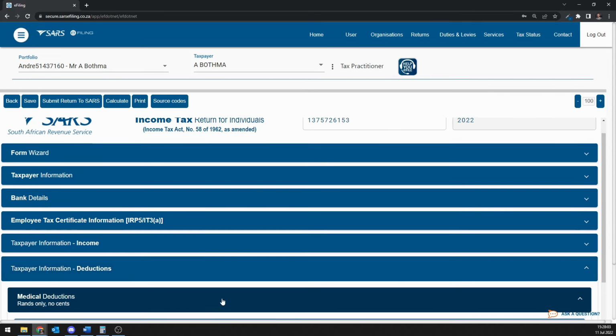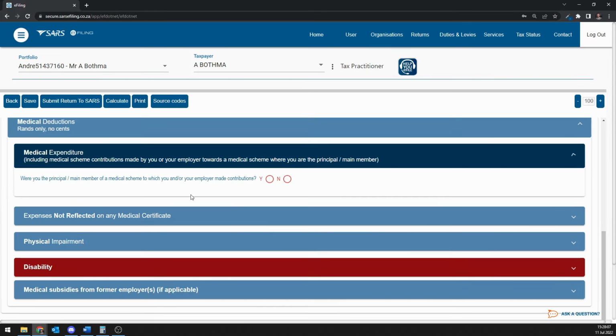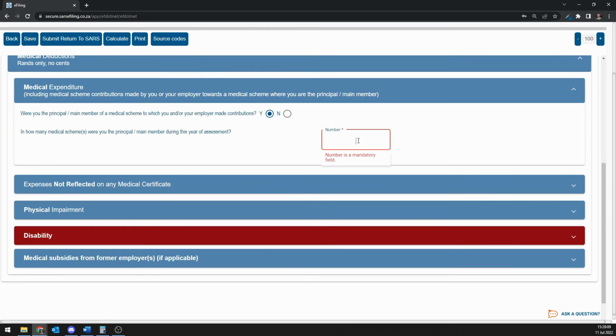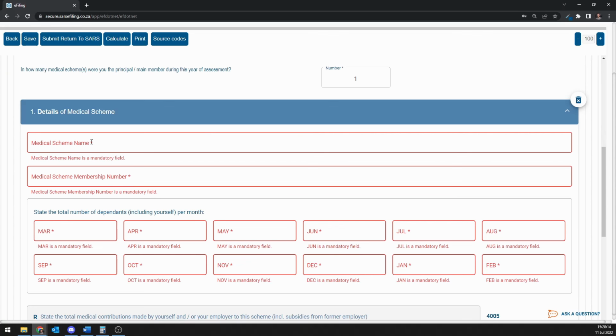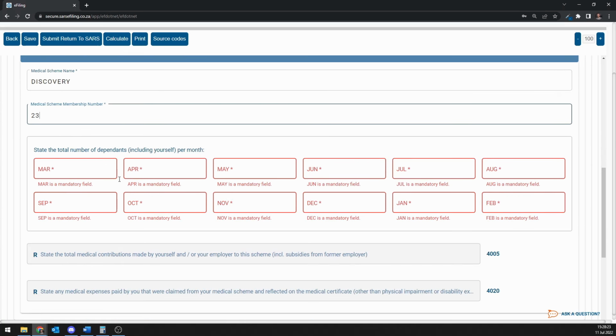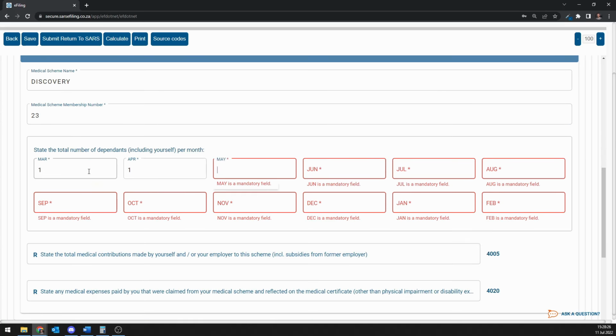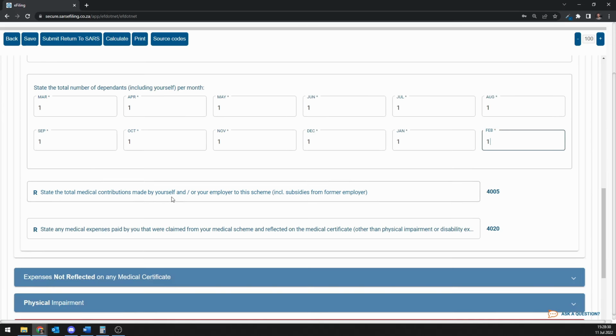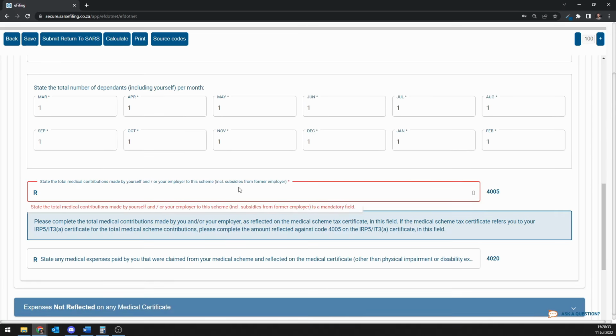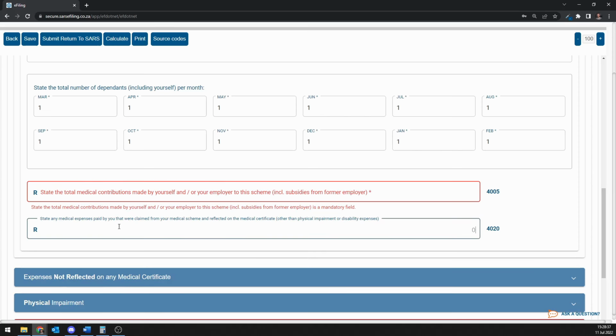Then what you do under medical deductions, here if you say yes, okay, I'm a member of a medical aid, usually this part will be preloaded. So here you can fill in, okay, this might be Discovery, and then you put in the medical aid membership number here, you put in the number of dependents. This information is usually on the medical aid certificate, and then this information is also the medical expenses that's reflecting on the medical aid certificate.